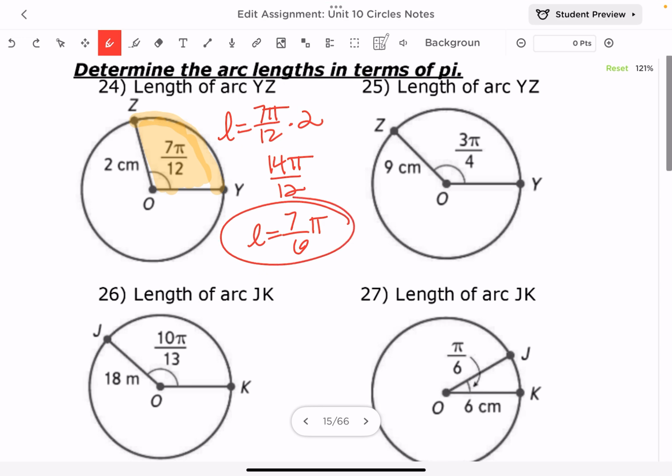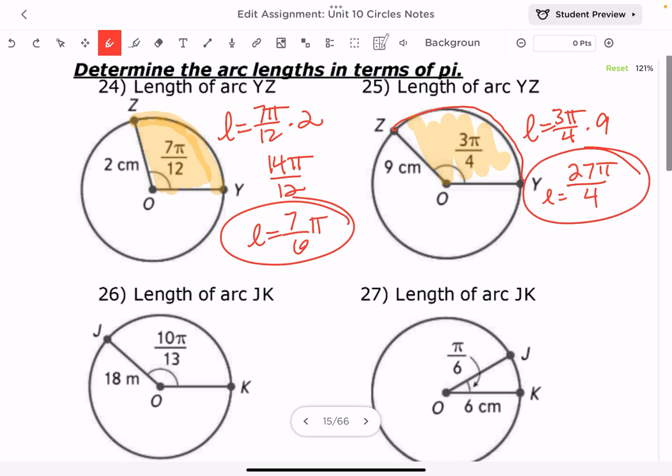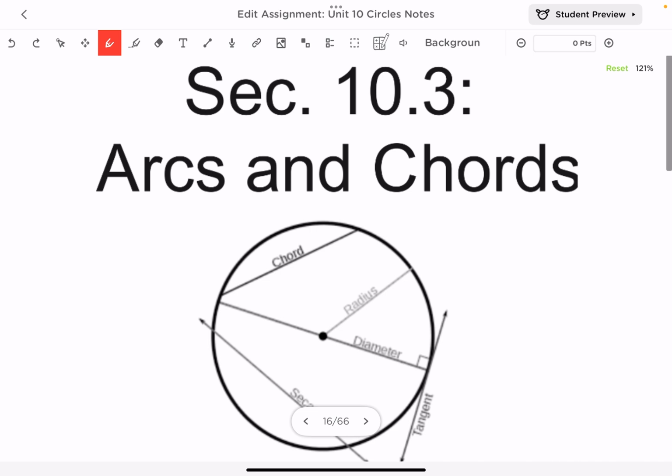Okay, number 25, again, getting the length of arc YZ. And that angle, again, is in radians. So I'm going to have length equals 3 pi over 4 times the radius of 9. So that's going to get me 18 pi over 4. I don't know why I just said 18. That's 27. Yikes. All right, so 27 pi over 4. There we go. Okay, there's nothing any crazier on the next two.